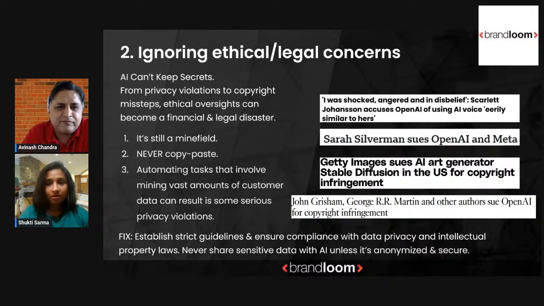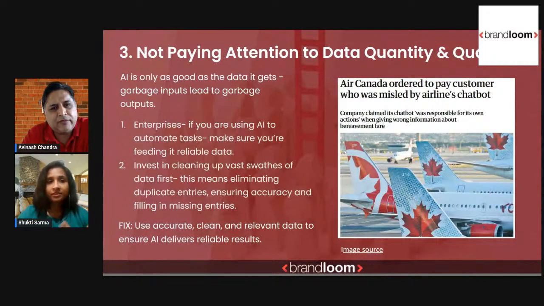So let us look at what other things we need to be careful about. Definitely, this ties in with what we were saying earlier, not paying attention to data quantity or quality. Remember, AI is just as good as the data it gets. If you feed it bad data, it will lead to terrible outputs. So, enterprises, if you are using AI to automate tasks, please make sure that you are feeding it reliable data. Don't feed it nonsense, because it is training itself on the basis of the data. Invest in cleaning up vast swaths of data first. This means eliminating duplicate entries, ensuring accuracy, filling in missing entries, everything.